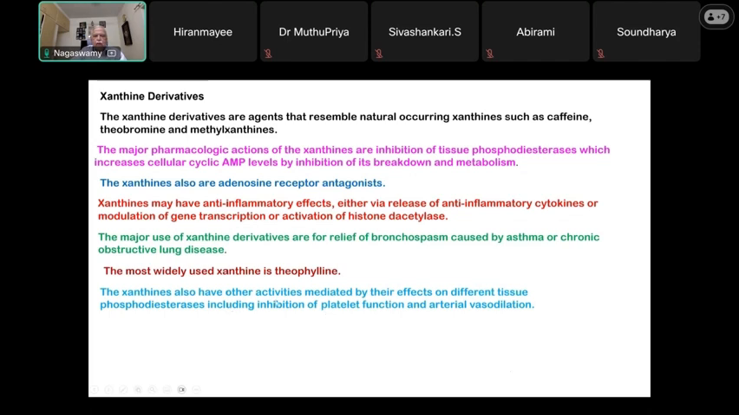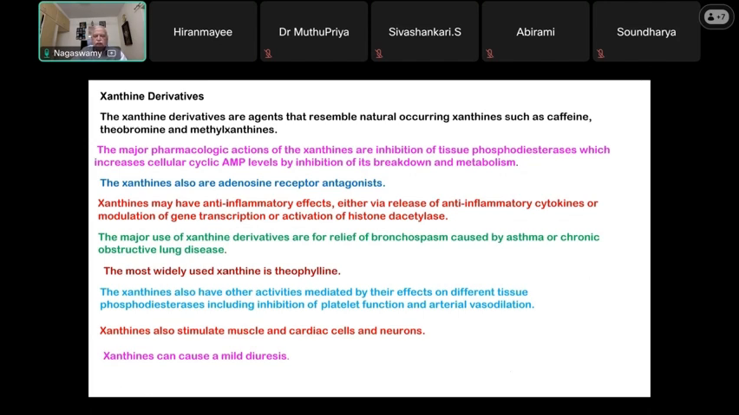They also have activities mediated through other tissues, like phosphodiesterase and platelet function and arterial vasodilatation. They also stimulate muscle, cardiac cells and neurons. This is one of the side effects. Sometimes it can precipitate an epileptic attack if doses are exceeded. They cause mild diuresis also.